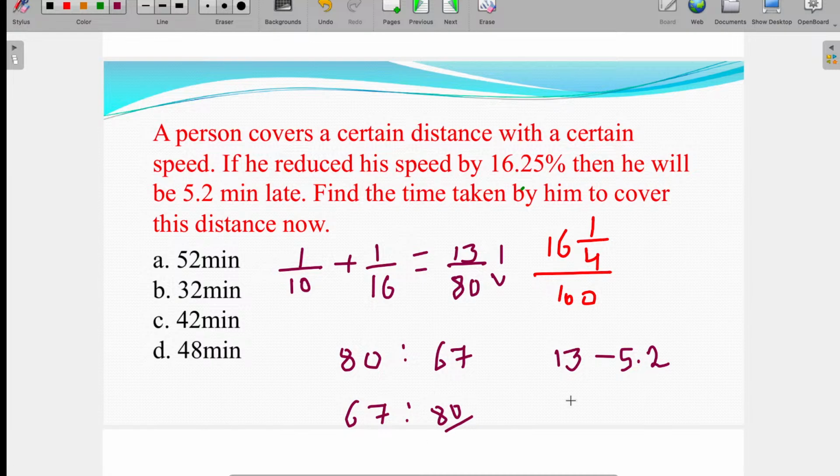13 parts is equal to 52. 1 part is equal to 0.4, right? Then 80 parts, I need to find out 80 into 0.4. 8 fours are 32. We'll get the answer, it will be 32.